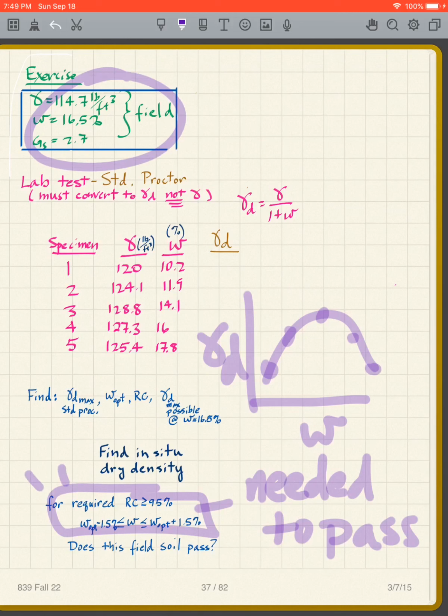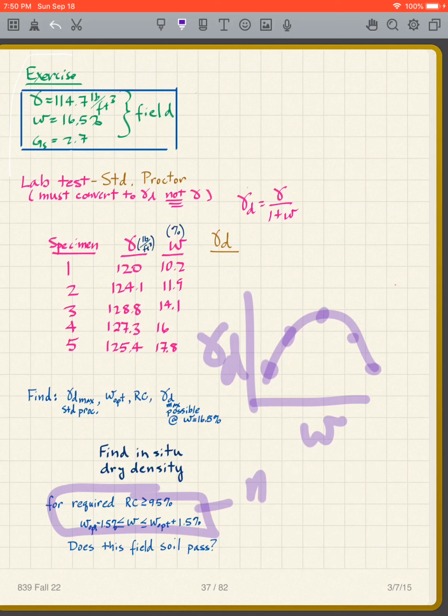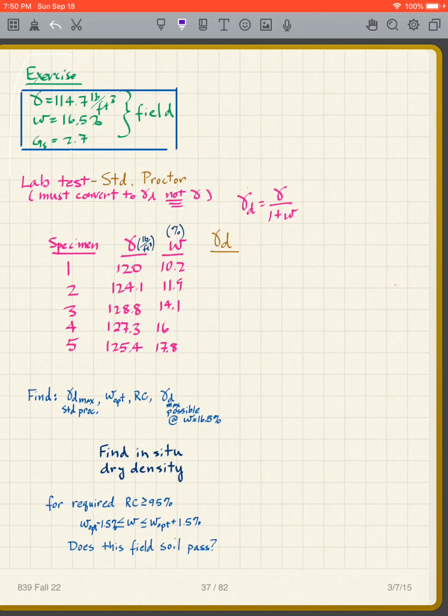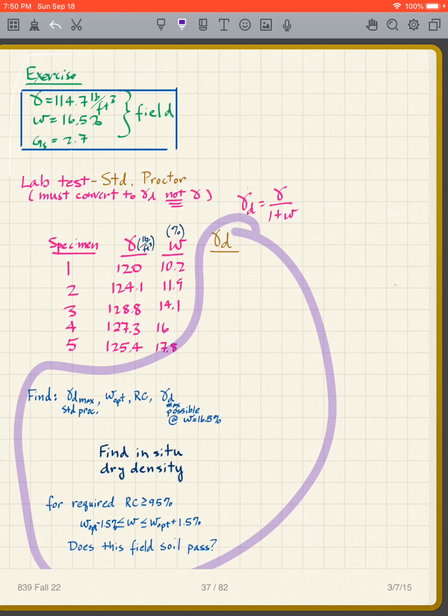This is our specifications. You're in the field, you're checking it out, so I want you to figure out whether or not the soil in the field is compacted enough. If it's not compacted enough, then you have to tell the contractor to compact it some more, or remove it and try again. So pause the video here and do this problem.